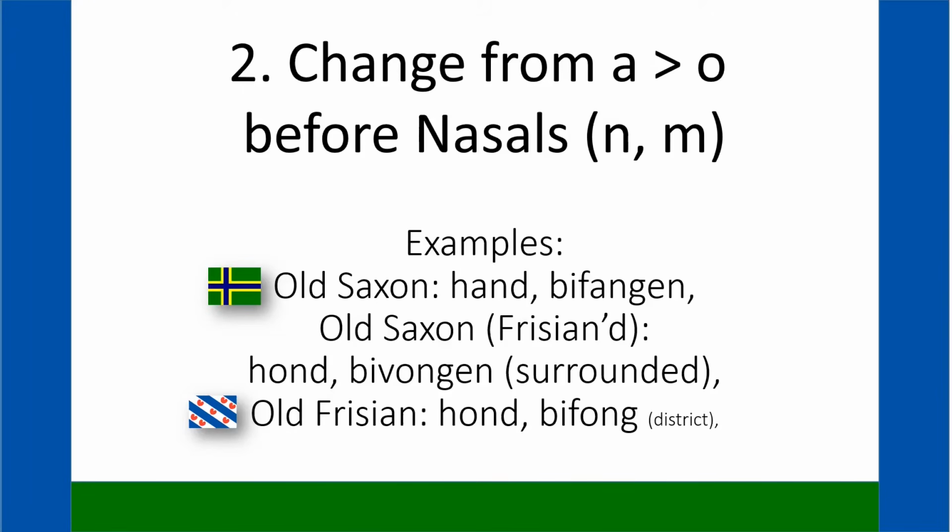Let us move on. The second example, we see here a change from A to O before nasals, and nasals are N and M. In the Old Saxon, we have hand, which is self-evident, meaning hand, and we have befangen, which means surrounded. And we see here in the Frisianized Old Saxon, we have hond, and we have befongen, and in the Old Frisian, we have hond, and then we have the attested befong, which means district.